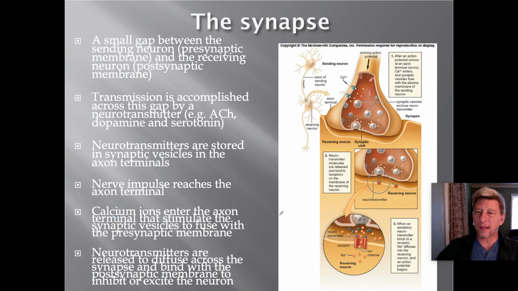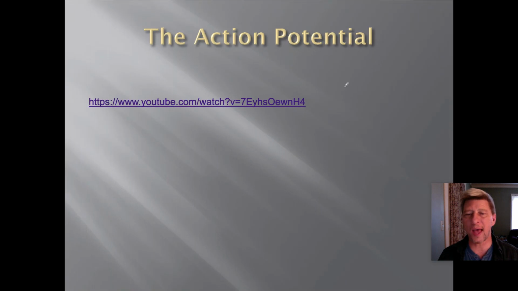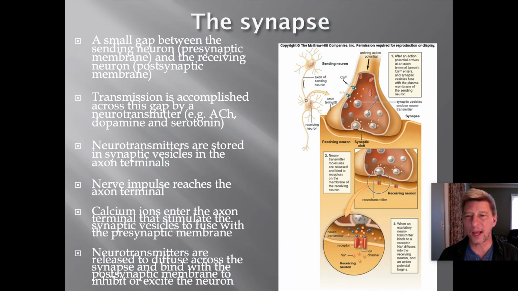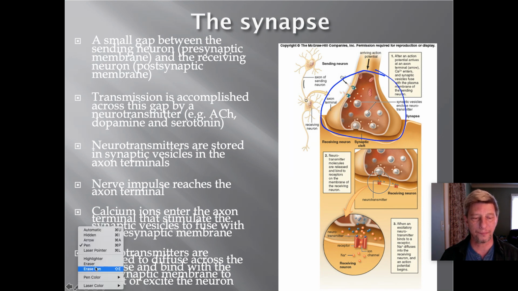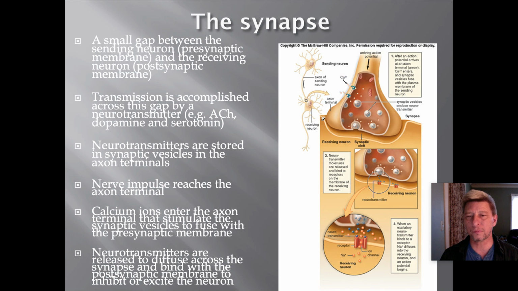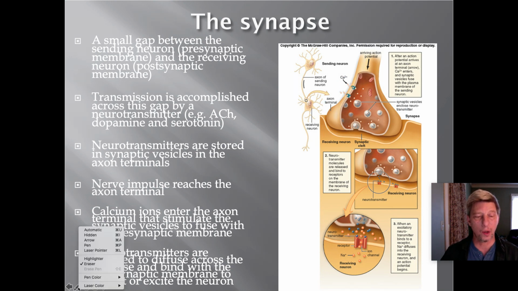Now, last but not least, what happens when an electrical impulse reaches the end of the axon? Okay, well, then we reach what's called the axon terminal. The axon terminal is this big, wide, flat thing that you see here. And that's where the impulse, the electricity, will end.